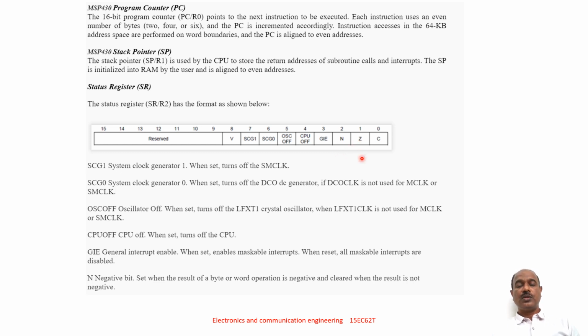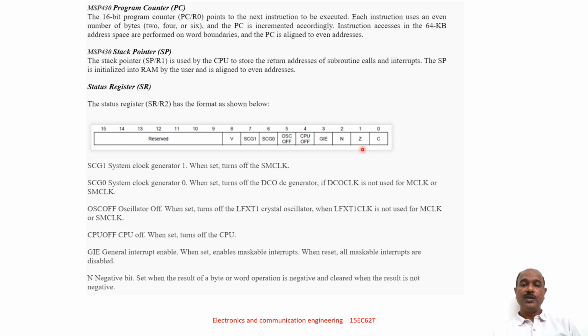The zero flag will be set if you perform any operation on an 8-bit or a 16-bit number in MSP430, and if the result comes out to be 0, then this flag is set to indicate that the answer is 0. So if the z flag is equal to 1, that means the answer is 0. If the z flag is 0, that means the answer is not 0.